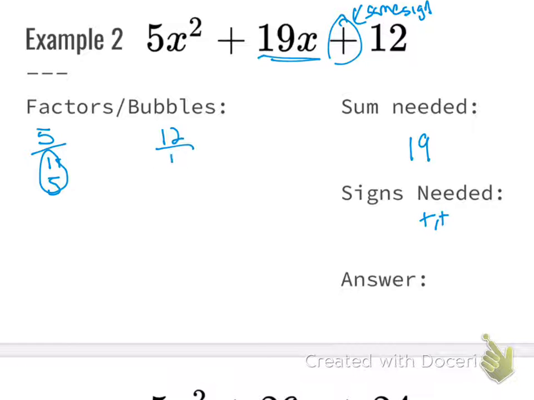Well, now we have a couple options. We have 1 and 12. We have 2 and 6. Or you have 3 and 4. Okay, so with this, you have to be careful with how you check them.